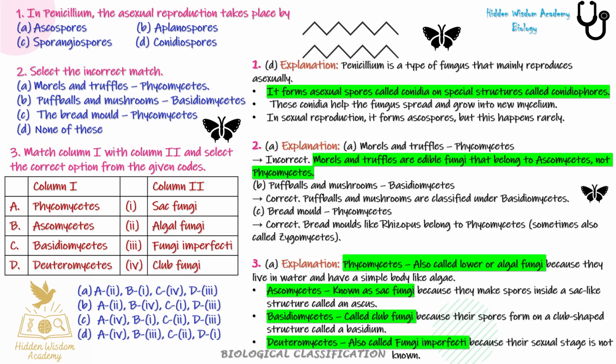Question 3. Match column 1 with column 2 and select the correct option from the given codes. Column 1. A. Phycomycetes. B. Ascomycetes. C. Basidiomycetes. D. Deuteromycetes. Column 2. 1. Sac fungi. 2. Algal fungi. 3. Fungi imperfecti. 4. Club fungi.